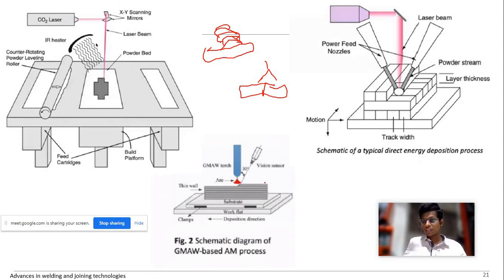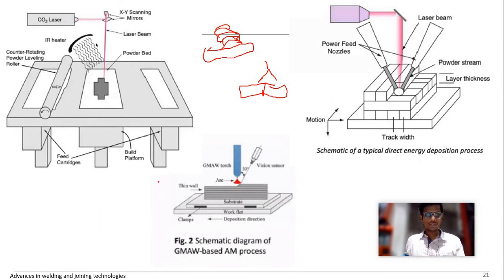This is GMAW based. This is also a kind of DED process, but here we are using an electric arc, a welding arc. Here we are using a laser beam. Even sometimes the electron beam is also used instead of a powder stream. We can even supply wire also. So these are a few welding processes, a few energy sources, and with the help of feedstock, based on the CAD model information, we are depositing the component. I think I just gave a little idea about that. I don't know whether you guys understood or not.